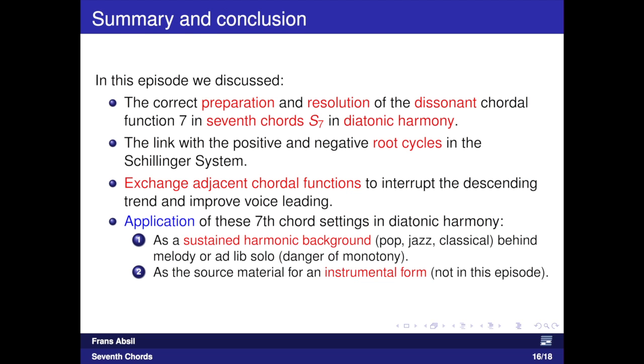This brings us to the conclusion of this tutorial. In summary, what have we learned? First, the correct preparation and resolution of the dissonant chordal function 7 in 7th chord structures in diatonic harmony. Second, the link between handling of the 7th and the use of positive or negative root cycles in the Schillinger system. And third, the exchange of adjacent chordal function technique for interrupting the descending trend and improve voice leading.